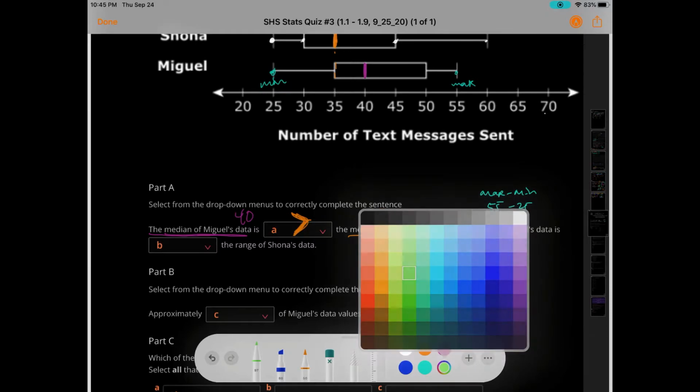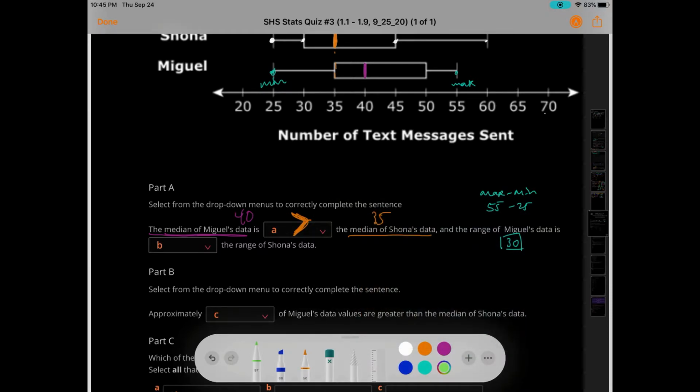And then Shona's range is 25 for her minimum, and up here is her maximum, which is 60. So 60 minus 25 is going to give us 35. So what inequality would you write there? Miguel's data is smaller than, or less than.